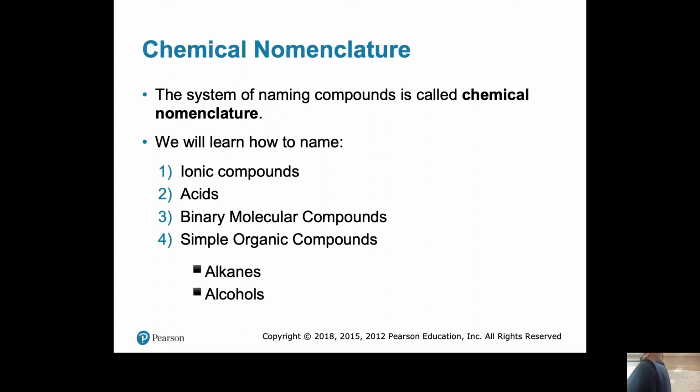You will learn how to name ionic compounds, acids, binary molecular compounds, which are just nonmetals and nonmetals together, and then very simple organic compounds too. I won't spend a lot of time on simple organic compounds because you'll do that in organic chemistry. But we will spend a lot of time dealing with the first three right here.